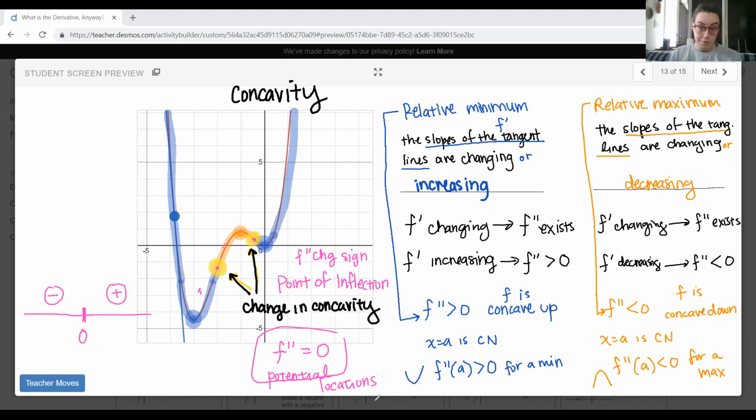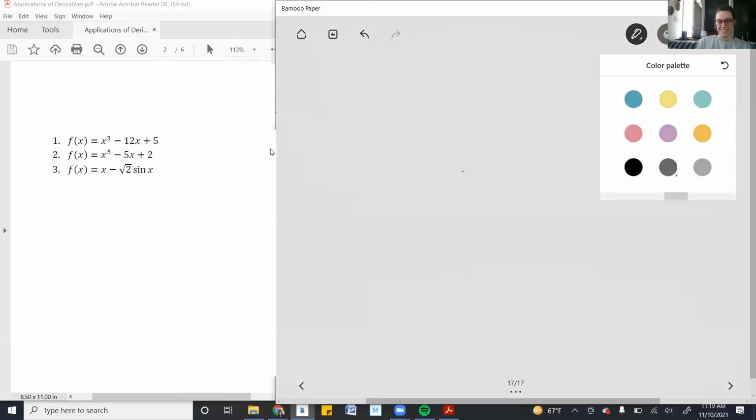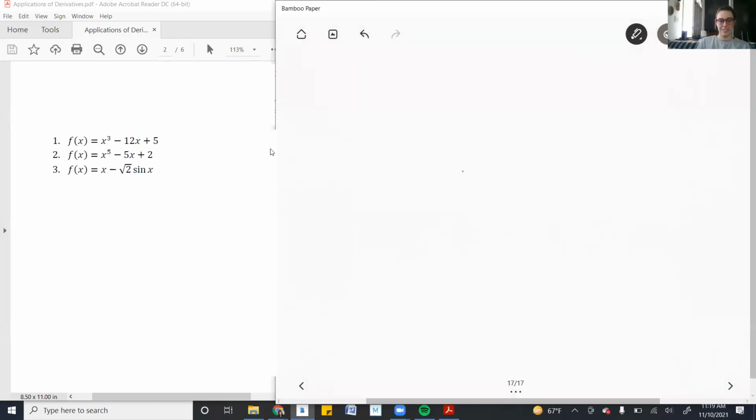All right, so that was a lot of information. Let's just do a couple examples where we use this now. So if you remember, these were the 3 functions we were trying to find extrema for in class. I'd like to do a couple of them again and see if there's another way I can prove I have a min or max. Okay, so we'll start with this first one. f of x equals x cubed minus 12x plus 5.